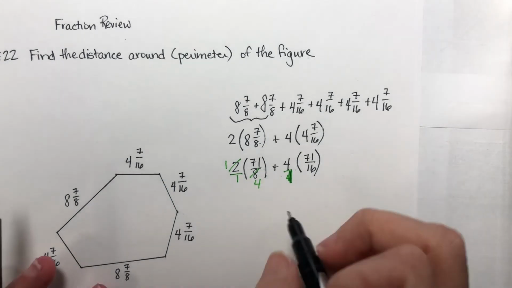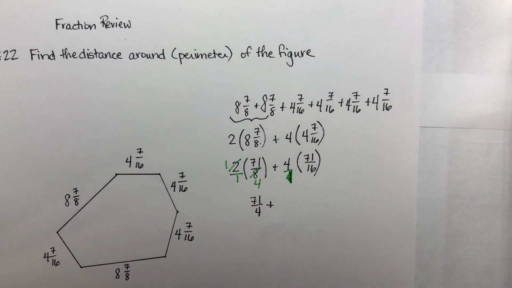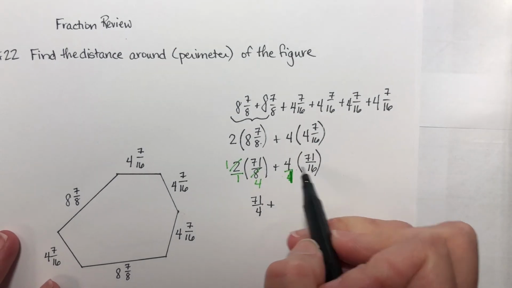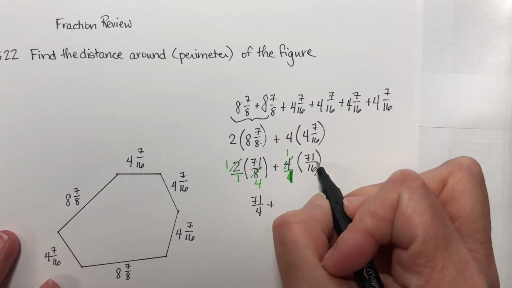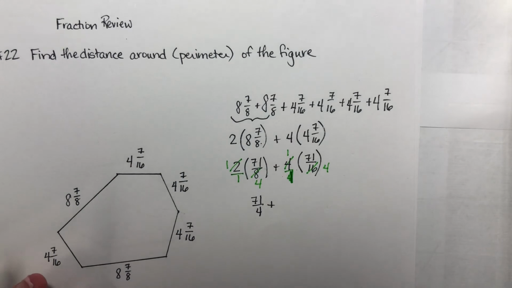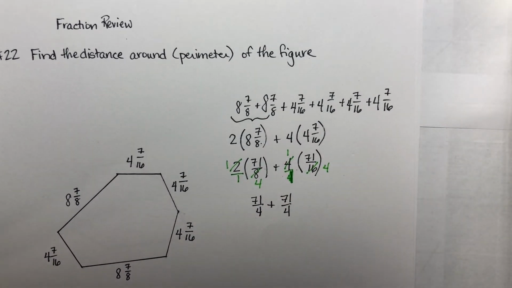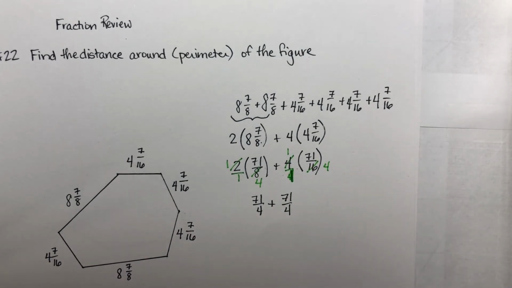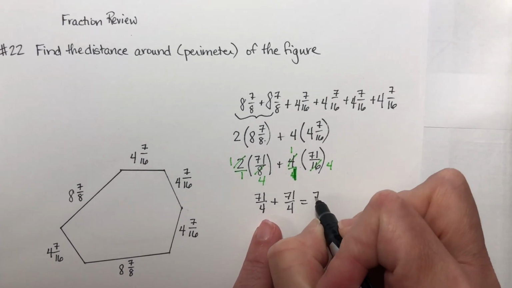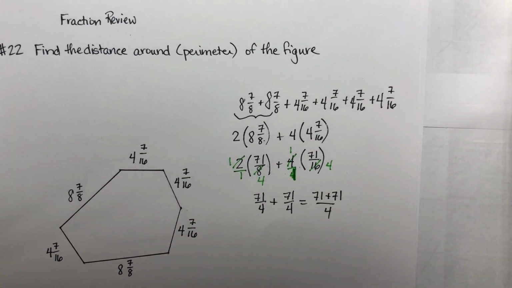So that first fraction after the multiplication is 71 fourths plus. For this one, the 4 and the 16 will also reduce. Divide this by 4, that's a 1. Divide this by 4, it's a 4. So I have another 71 over 4. Okay. So now I have just an addition. They have a common denominator, so we add across the top. 71 plus 71 over 4. And 71 plus 71 would be 142.